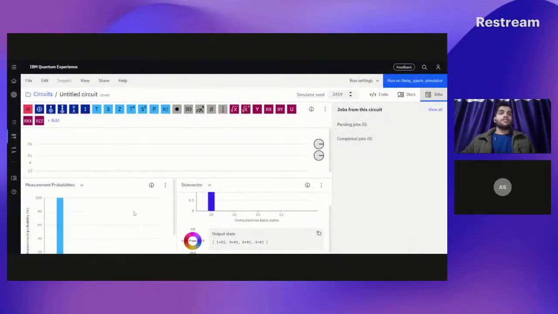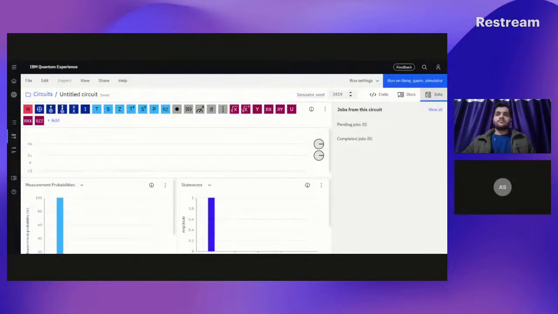Ayushi, is the tab visible? Yeah, it is now. Okay, cool. Okay, guys, make it fast.